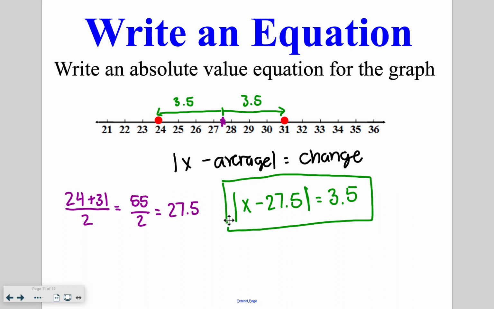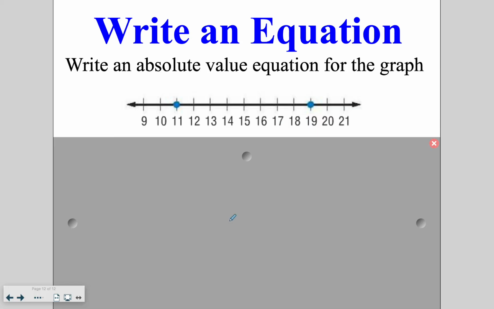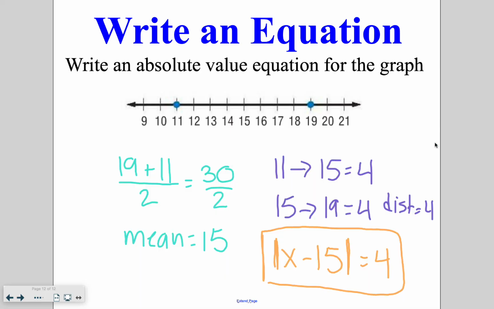So we calculate the average and then figure out how much we can go up or down by. Go ahead and write the equation for this graph on your own. So we find our central point first, and that is at 15. Then I can go up 4 spaces or down 4 spaces, giving me a final answer of the absolute value of x minus 15 is equal to 4.